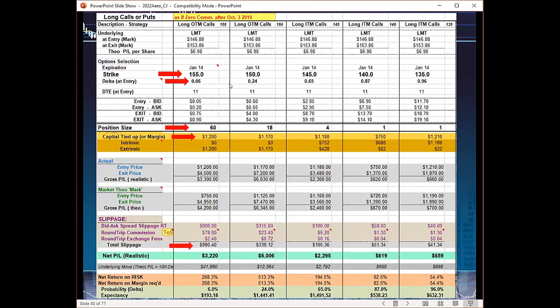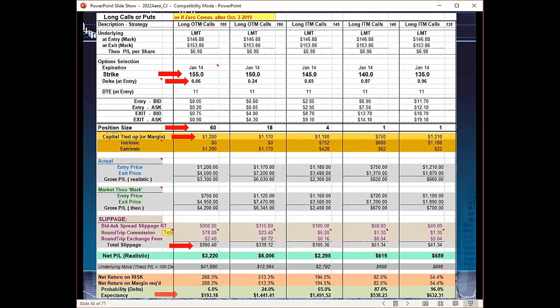So now all the numbers are here. I'm not going to go through them other than look at the total slippage. Which of these 5 positions has the most slippage to overcome? The deep out of the monies had $900 of slippage. And this is with free commissions, okay? It's because you're doing 60 contracts in and 60 contracts out.